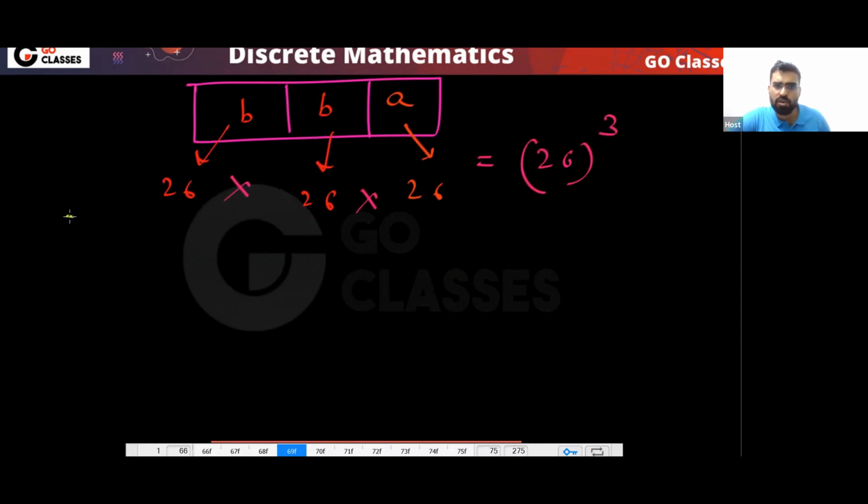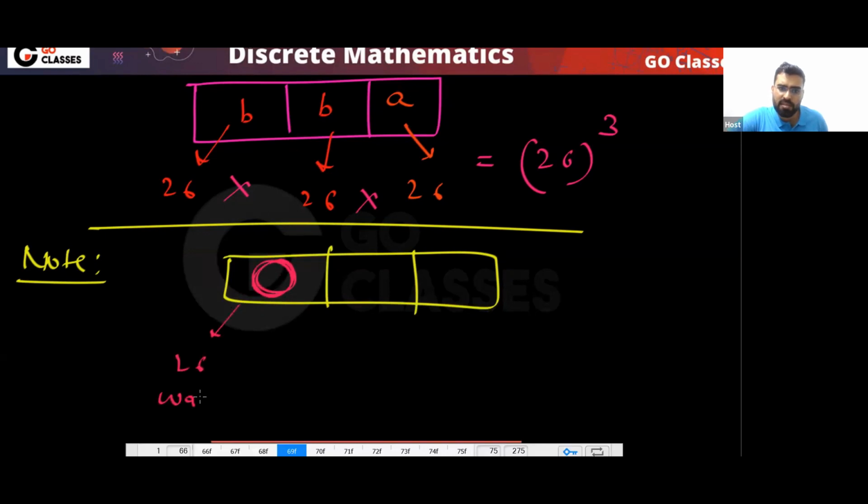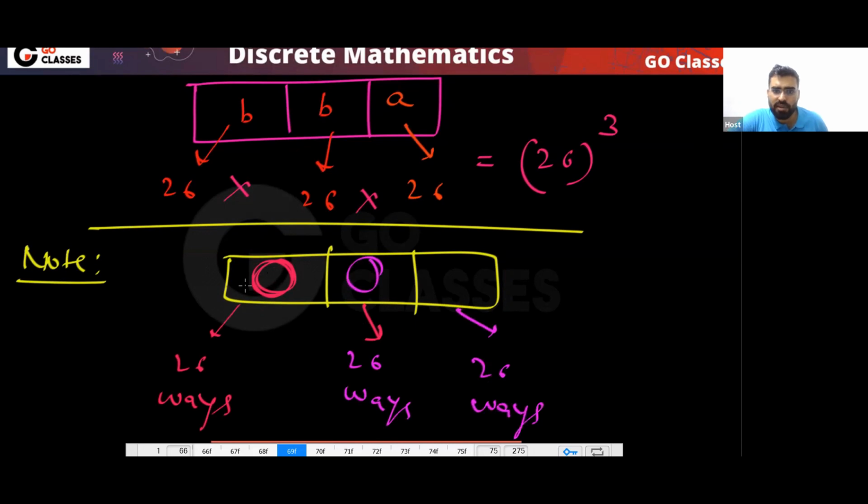But here one thing also you can note, that whatever I put here, there are 26 ways here. Yes or no? Whatever I put here, there are 26 ways. Whatever I put here, again there are 26 ways. Similarly, whatever I put here, there are 26 ways. Okay, so this is the idea.